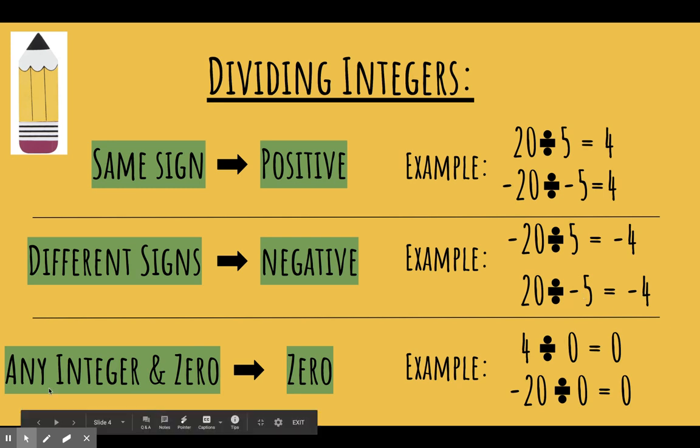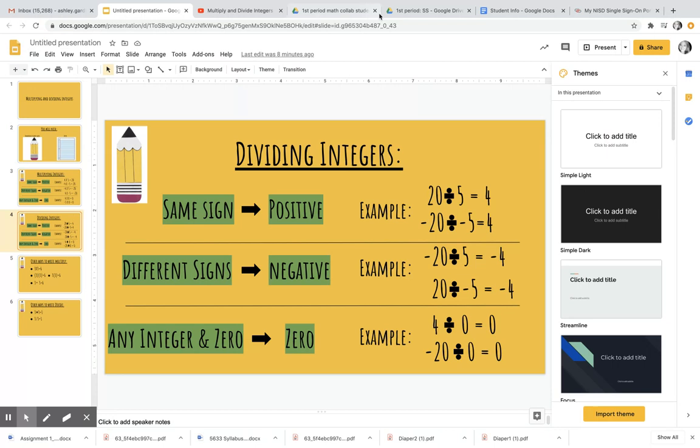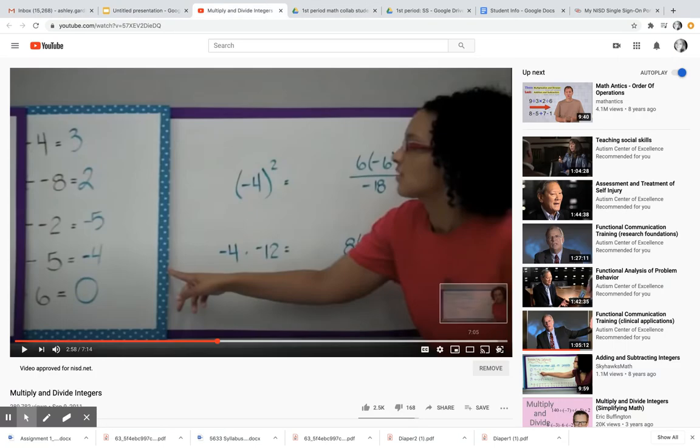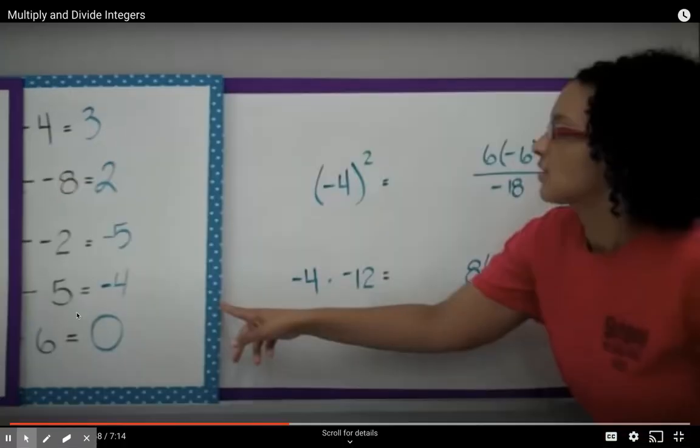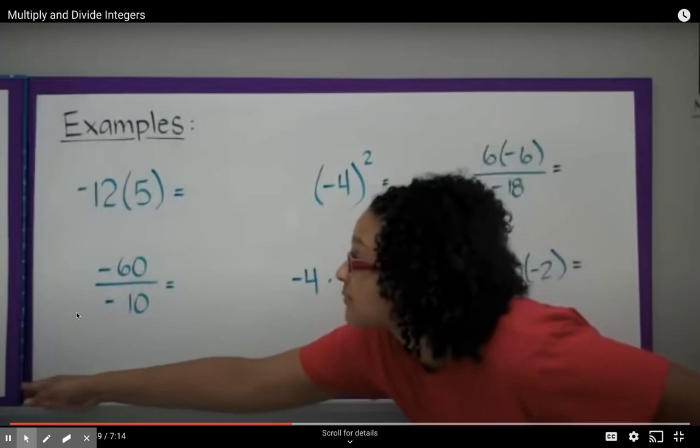And last we have any integer and 0 is going to equal 0. So for your example, 4 divided by 0 equals 0, and negative 20 divided by 0 equals 0. Any number divided by 0 equals, you guessed it, 0. Okay, let's go back to our video and we're going to see some examples. So let's do some examples.